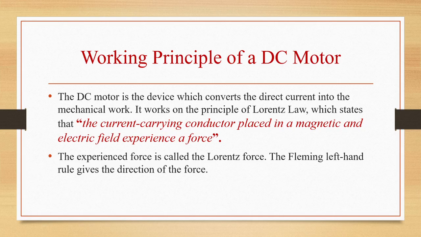So let us see the working principle of a DC motor, or principle of operation of a DC motor. We can say it in a single statement: when a current carrying conductor is placed in a magnetic field, it experiences a mechanical force whose direction is given by Fleming's left hand rule, and magnitude is given as F equals BIL. So a motor is a device which converts direct current into mechanical work, and it works on the principle of Lorentz law, which states that a current carrying conductor placed in a magnetic field and electric field will experience a force. The experienced force is called the Lorentz force, and the direction of the force is given by Fleming's left hand rule.